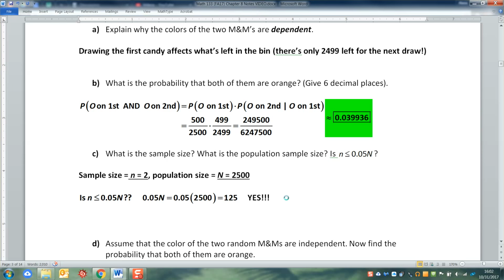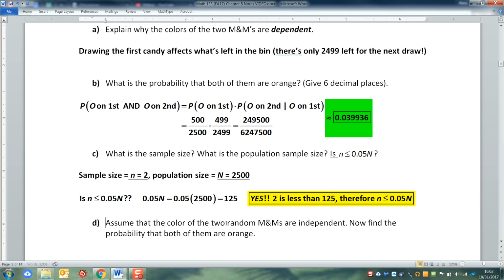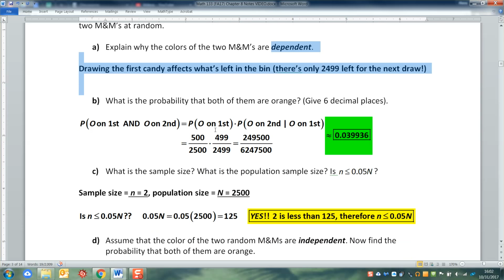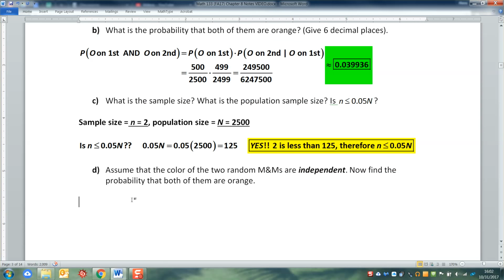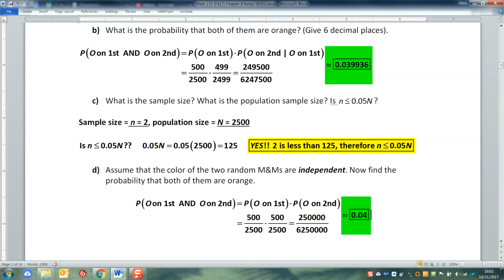All right, so now we're going to use that. Let's assume that they were independent, which is a big assumption because we proved above that they're actually not independent. They're truly dependent. When you pull that first M&M, you are affecting what's left, not by very much, which is kind of the point of all of this. So let's assume they were independent. What would that do to the probability? Well, the probability would just be the regular multiplication rule. It'd be 500 over 2,500 times 500 over 2,500, which gets you 0.04.